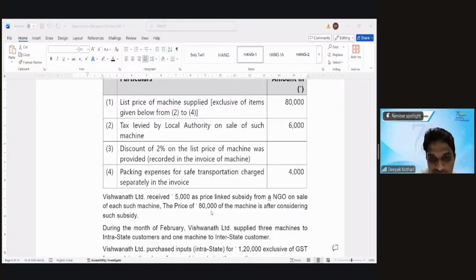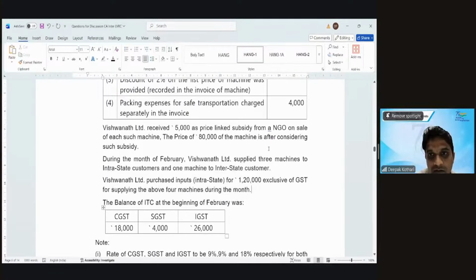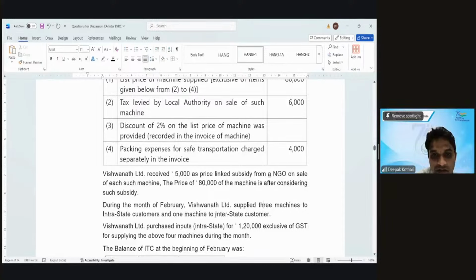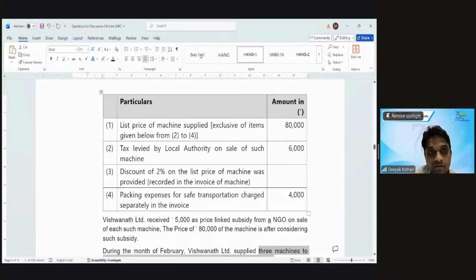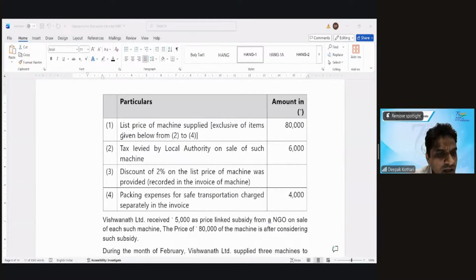3 intrastate and 1 interstate. Yes. Yes, 3 intrastate and 1 interstate, right? RCM के लिए अलग column आता है. Yes.